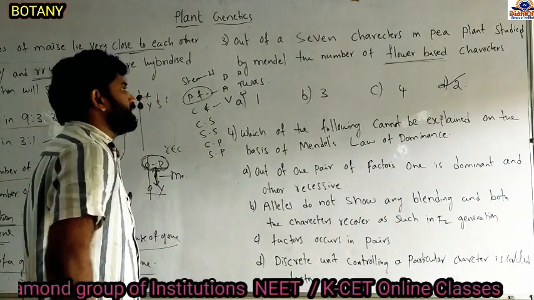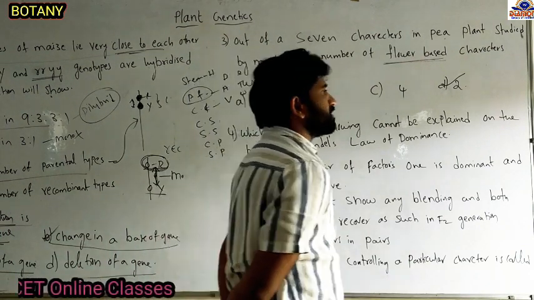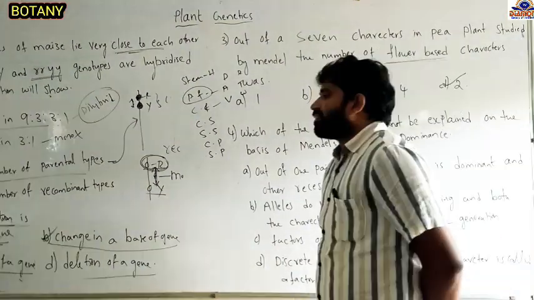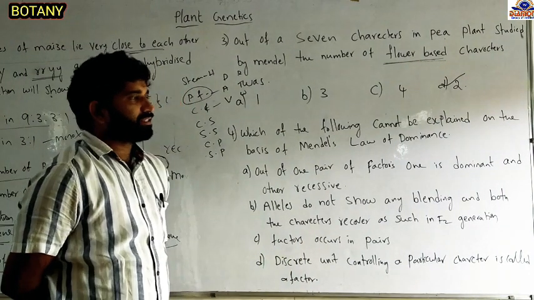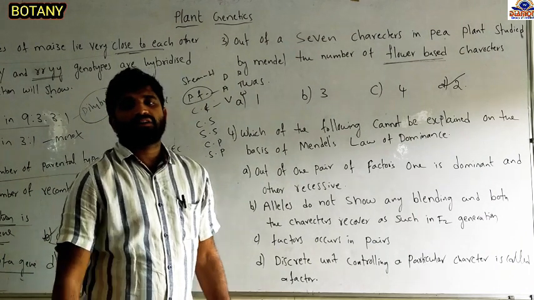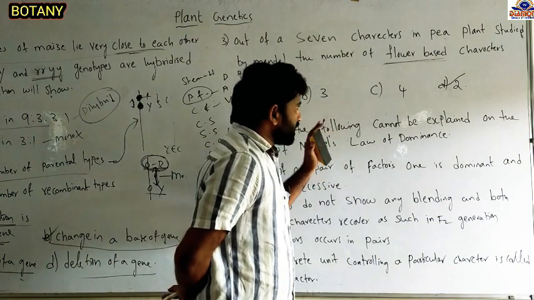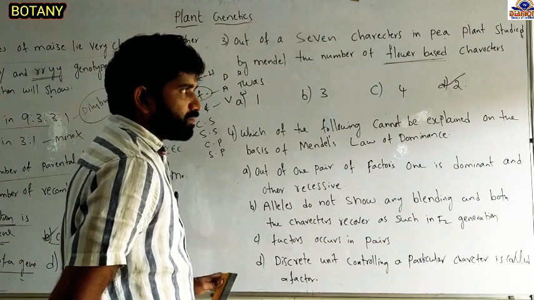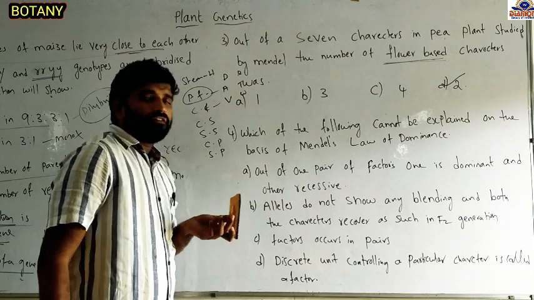The next question: which of the following cannot be explained on the basis of Mendel's law of dominance? Mendel proposed the law of dominance, the law of segregation, and the law of independent assortment. The law of dominance we can see in a monohybrid cross, and the law of segregation and independent assortment we see in a dihybrid cross. So based upon Mendel's law of dominance, which character is not suitable?